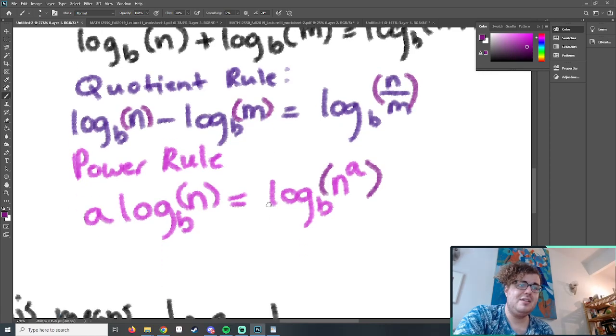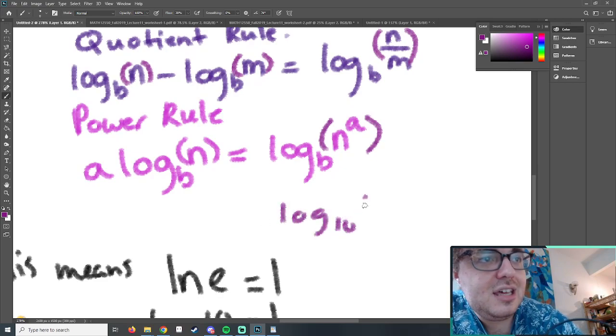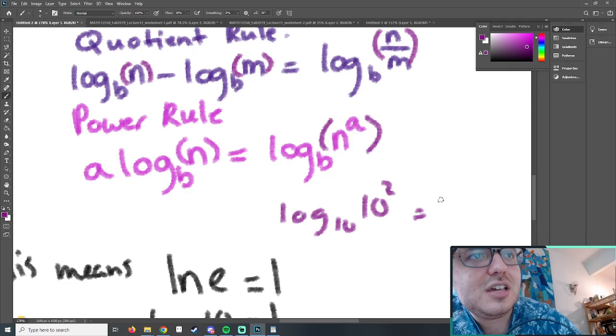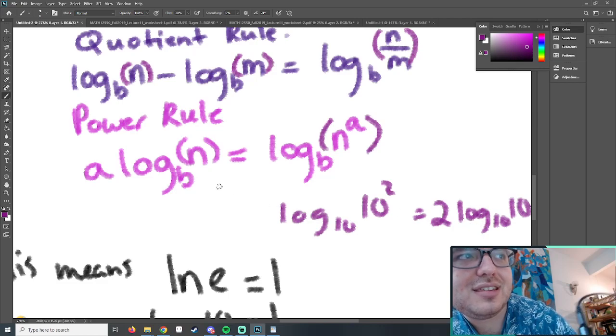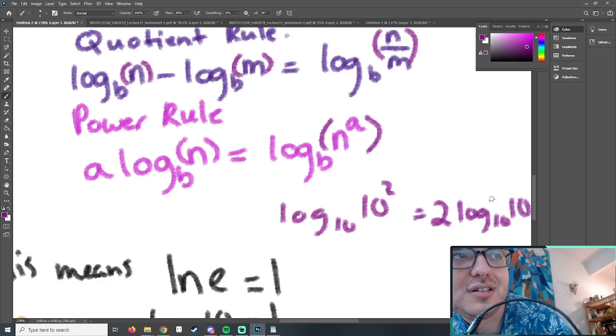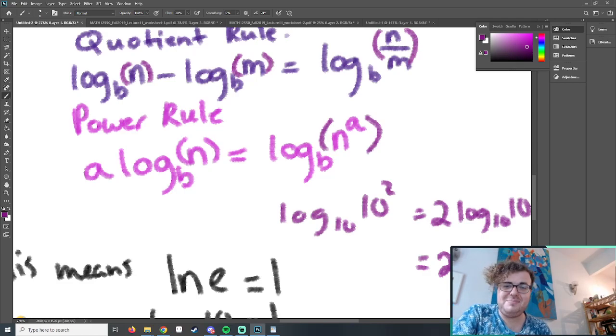This means that, for example, log base 10 of 10 squared is equal to 2 times the log base 10 of 10, right? That's what this here, a is just 2, which is nice because I happen to know log base 10 of 10 is 1, and so log base 10 of 10 squared is 2. Hey, that's our rule from before, log base b of b to the x is x.